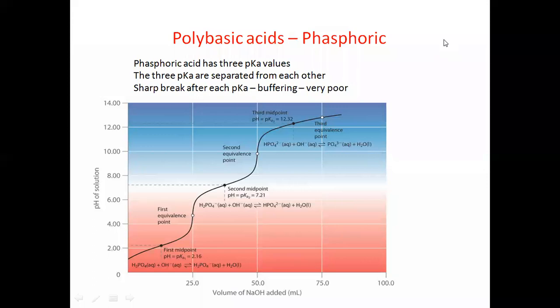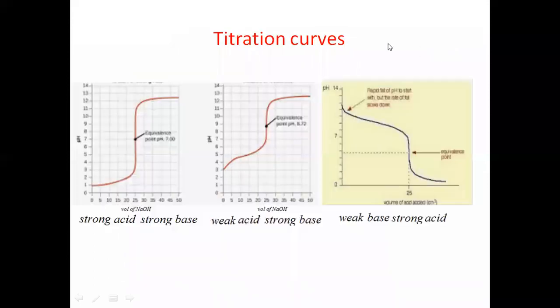Polybasic acids. Look here. Previously, we have seen the titration curves of monobasic acid, whether it is a strong acid or a weak acid. The strong acid had only one basicity, and with the strong base, therefore, only one neutralization point. And at that equivalence point, the pKa value and the buffer concentrations become equal, therefore pH is equal to pKa.